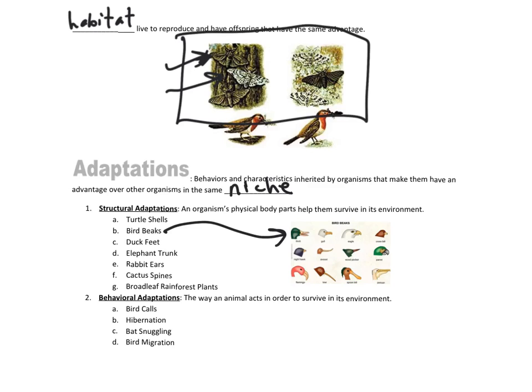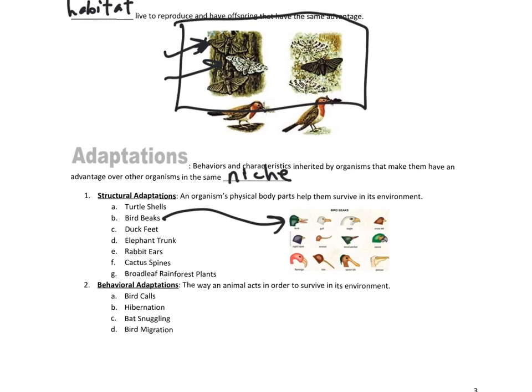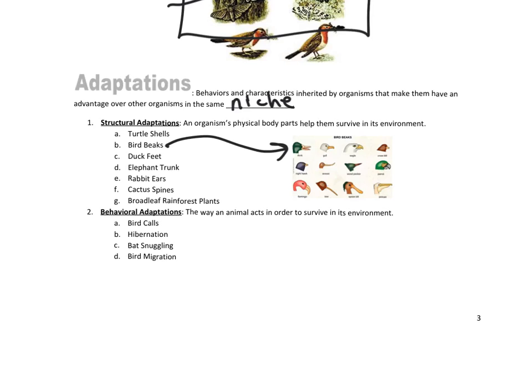Another kind of adaptation is a behavioral adaptation. Right? So different birds in the same niche develop bird calls that are distinctive, that can be heard between birds of the same species so that there's no confusion.